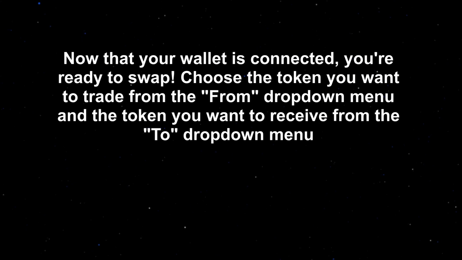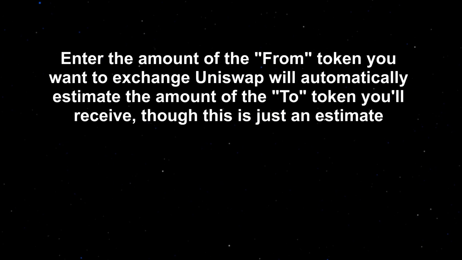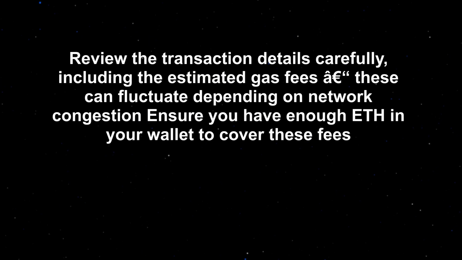Choose the token you want to trade from the From drop-down menu and the token you want to receive from the To drop-down menu. Enter the amount of the From token you want to exchange. Uniswap will automatically estimate the amount of the To token you'll receive, though this is just an estimate. Review the transaction details carefully, including the estimated gas fees. These can fluctuate depending on network congestion. Ensure you have enough ETH in your wallet to cover these fees.